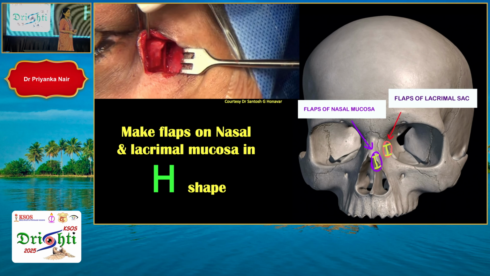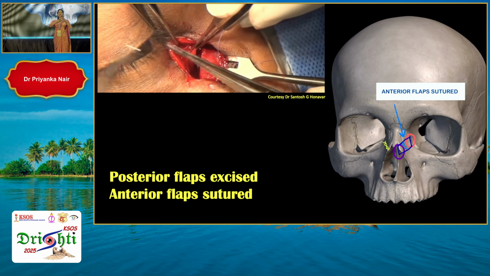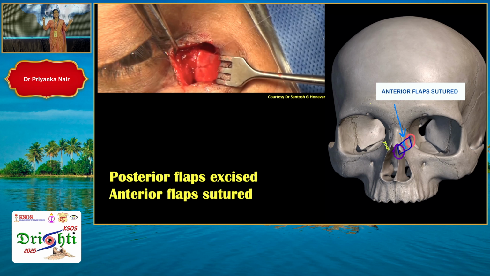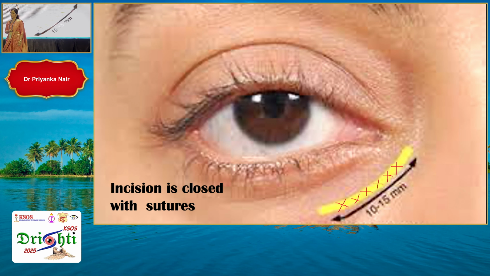What does this leave you with? 4 flaps. 2 on the nasal mucosa, 2 on the lacrimal sac. You cut off the central 2 posterior flaps and you connect the anterior flaps together. Now your tube is connected, your tube is done, your surgery is done. You close the skin. So this is all about external DCR that I wanted to tell you.